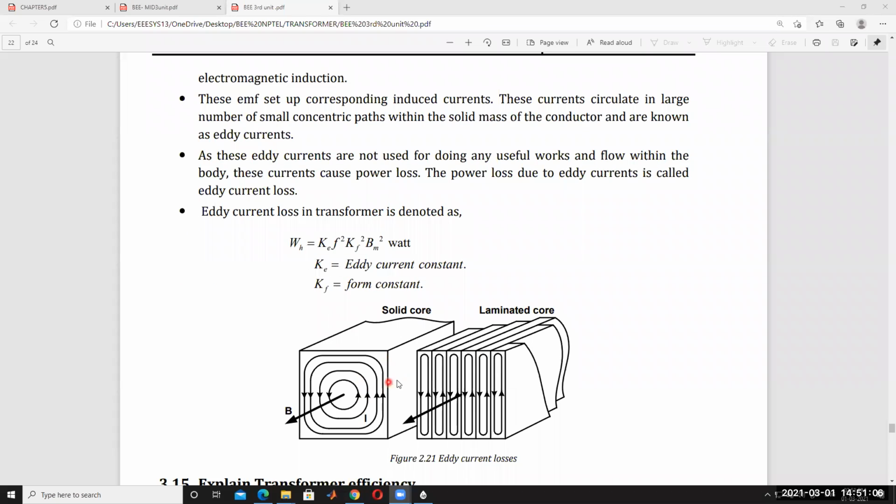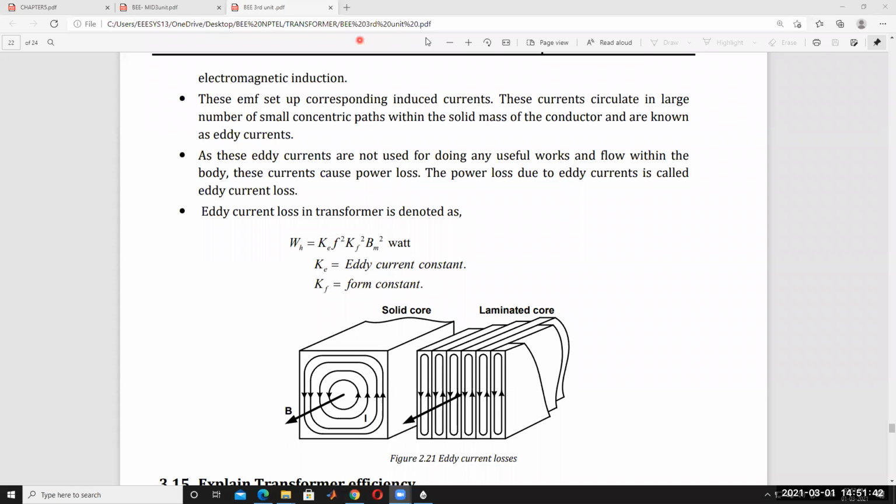The EMF sets up corresponding induced currents. The transformer core is placed in an alternating magnetic field, so it is subject to a change in magnetic flux. Because of that, a small amount of current is induced and circulates inside the transformer core. If the circulating currents are more, the eddy current losses are more, but here the circulating currents are very less and stay within the small region only. So these losses are very, very less. That's why a laminated core is used.